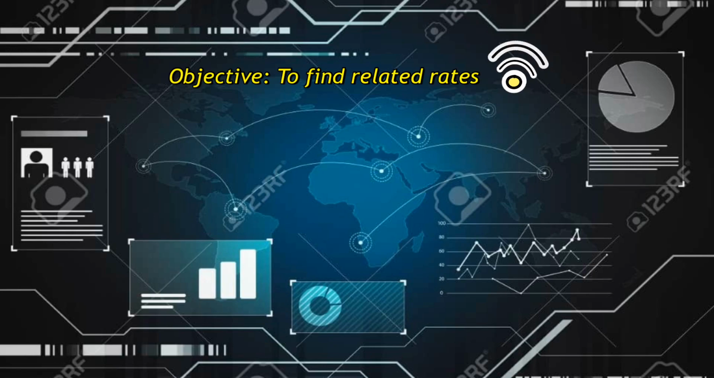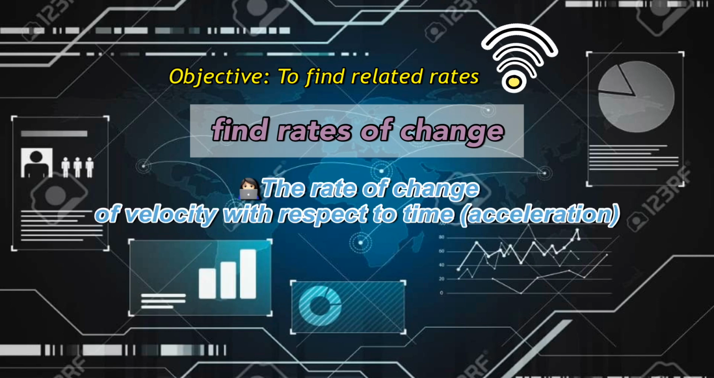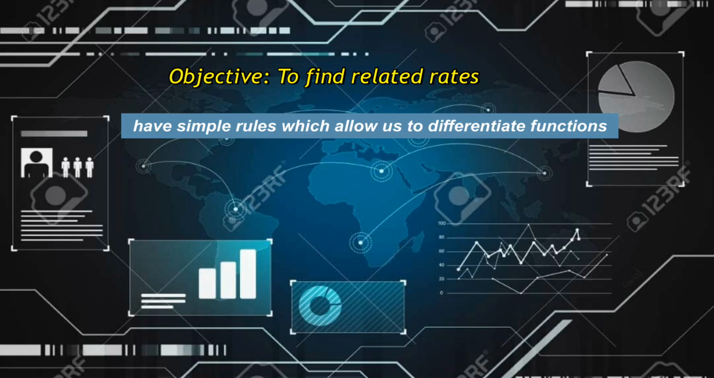Differentiation allows us to find rates of change. For example, it allows us to find the rate of change of velocity with respect to time, which is acceleration. It also allows us to find the rate of change of y with respect to x, which on a graph of y against x is the gradient of the curve. There are a number of simple rules which can be used to allow us to differentiate many functions easily.